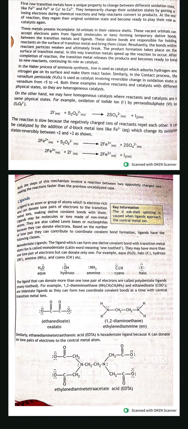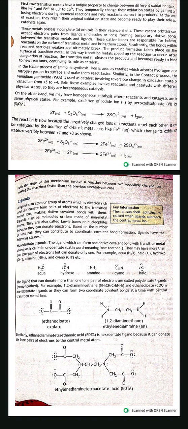These vacant orbitals can accept electron pairs from ligands, forming temporary dative bonds between the transition metals and ligands. These dative bonds are responsible for holding reactant particles on the surface of the transition metal. As a result, the bonds within the reactant particles weaken and ultimately break. The product formation takes place on the surface of the transition metal. In this way, transition metals speed up the reaction. After completion of the reaction, the transition metal releases the product and becomes ready to bind again.